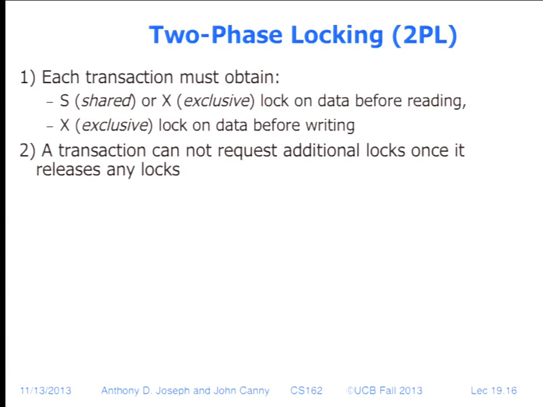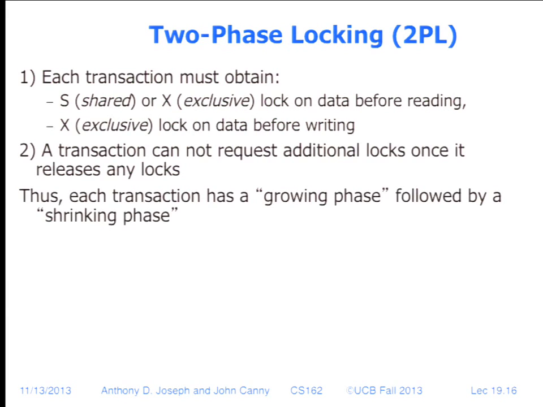But basically they have to request the locks before they start giving them up. So the transaction can't request any additional locks once it starts releasing them. So basically the sequence of lock acquisitions forms a hill with a peak where all of the locks are held at some point. It's called two-phase locking because there are two phases. There's a phase where you're only acquiring locks, not releasing anything, and then another phase when you're only releasing them.